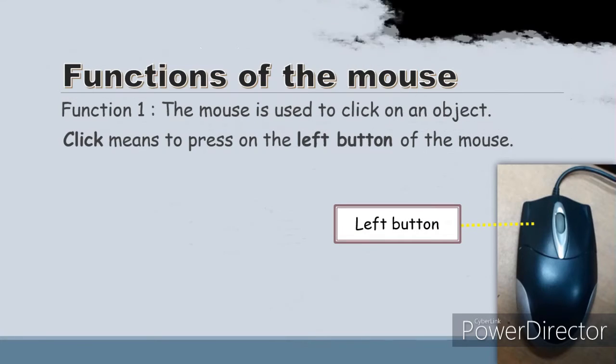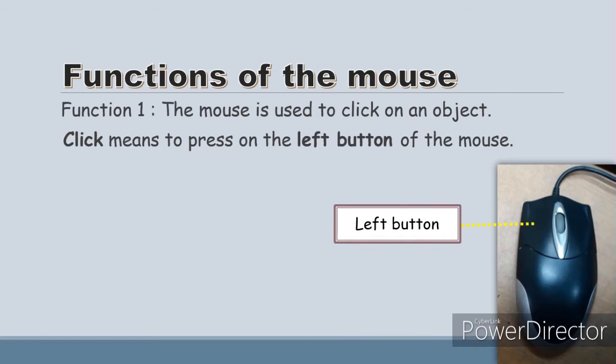What can we do with our mouse? The first function is to click on an object. Now, what do we mean by to click? To click means to press on the left button of the mouse. So let's view an example together.